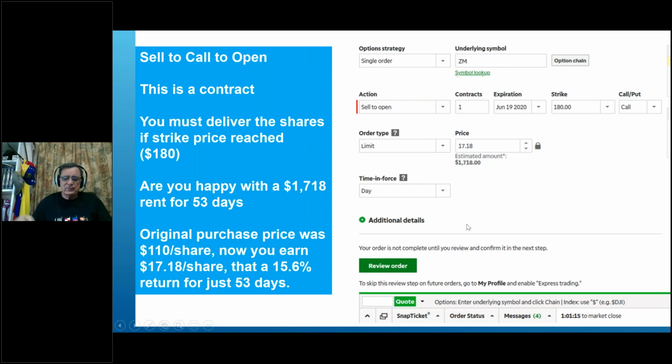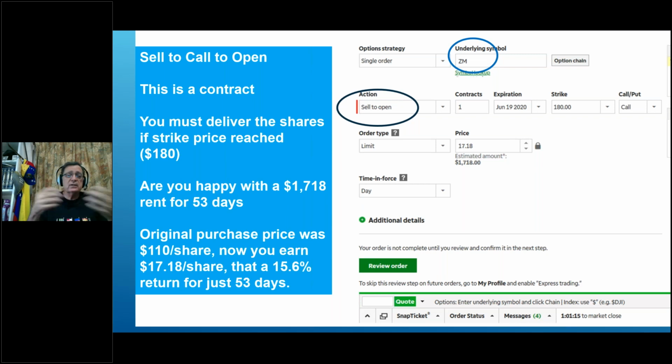So let's see the first thing I'm going to do. I'm going to enter the symbol, Zoom, ZM. I need to do that because I need to know that I'm really doing that. The next thing I should do is say, what do I want to do? I want to sell to open. Sell to open. Why is it opening? We're beginning this transaction. Later on, I may sell to close.